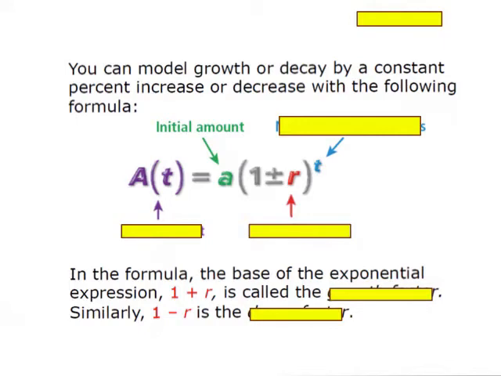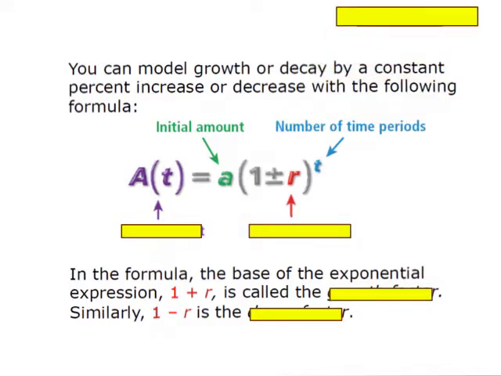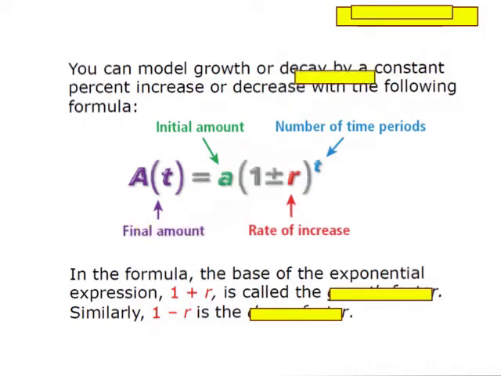Now, the T value is the number of time periods. For example, are we talking years? Or are we talking days? Or are we talking months? So, you determine the number of time periods, that is what T is. Now, your R is the rate of increase. Okay? The rate of increase. And, of course, your A of T is your final amount. It's the amount that the initial amount is going to grow, or in some cases, decay, over a time period.